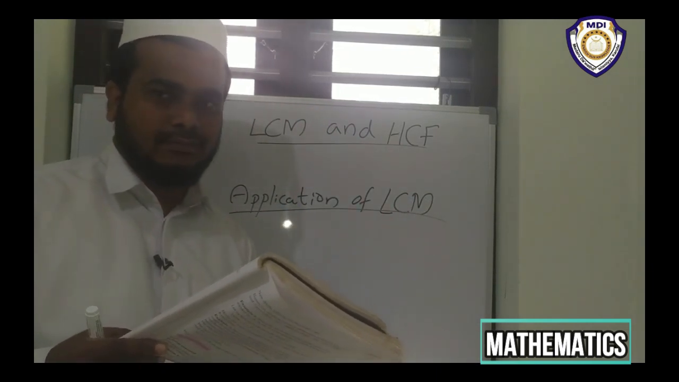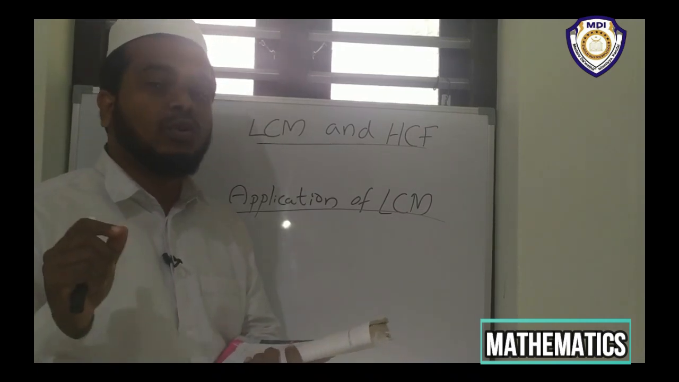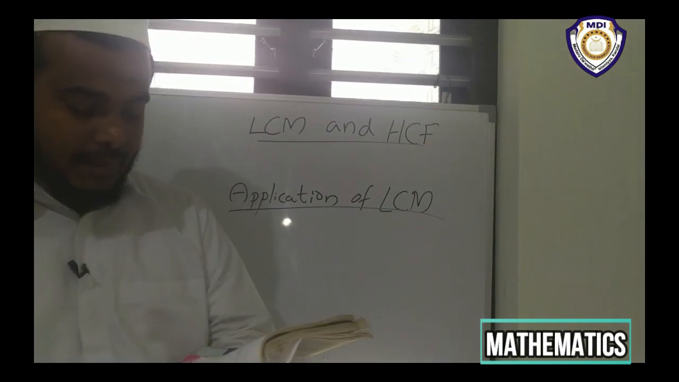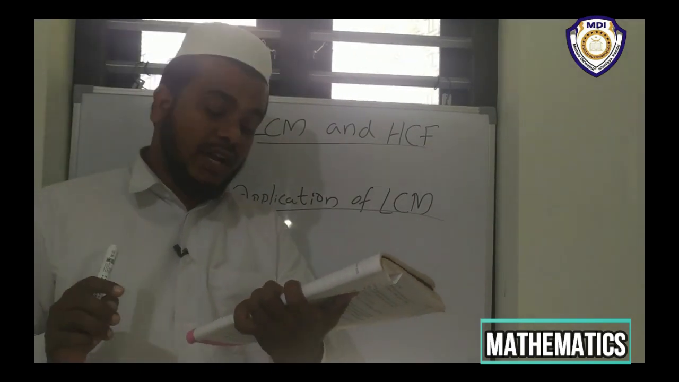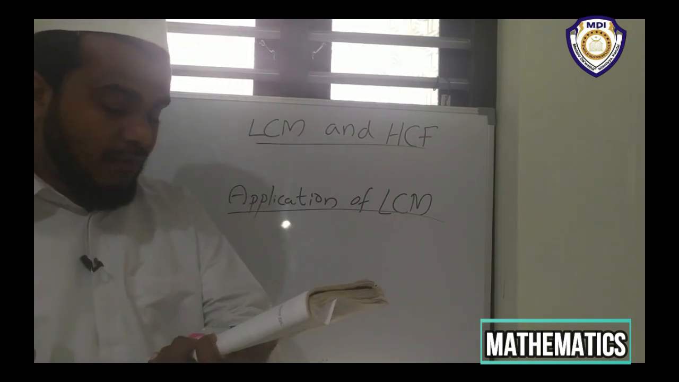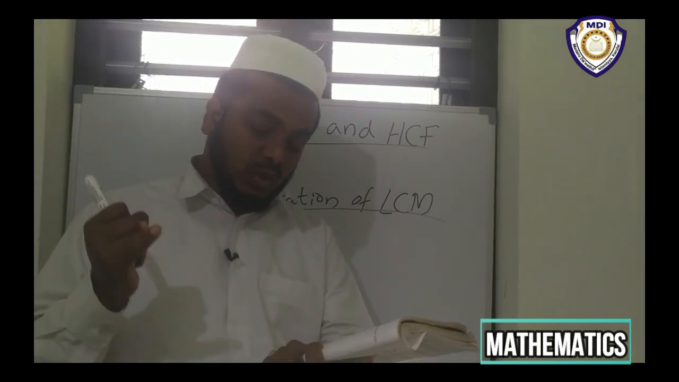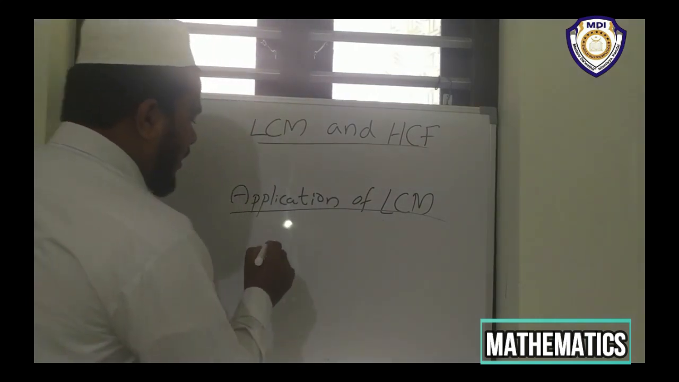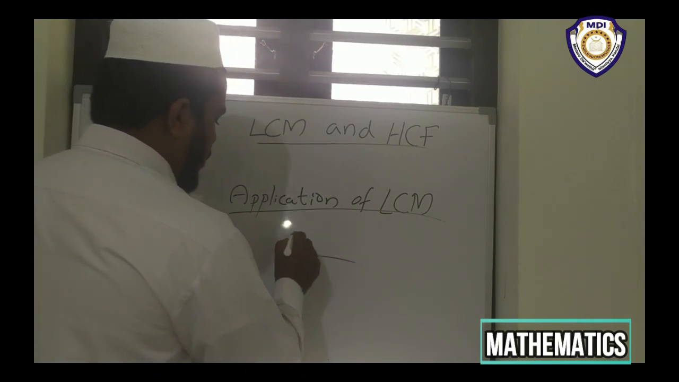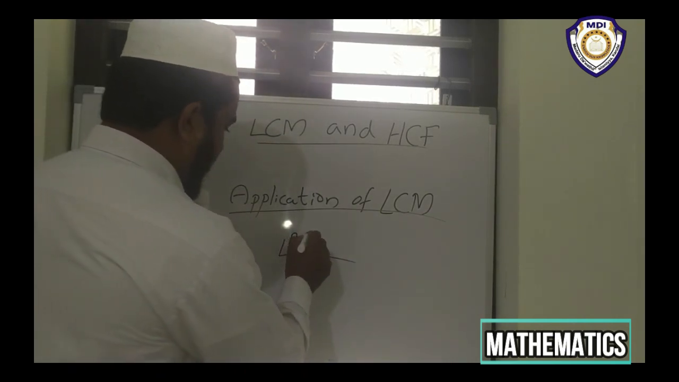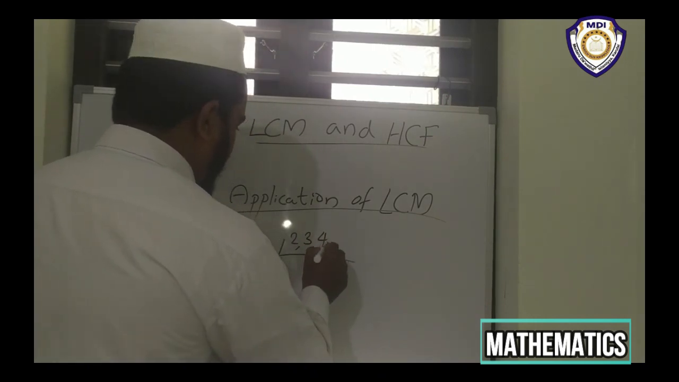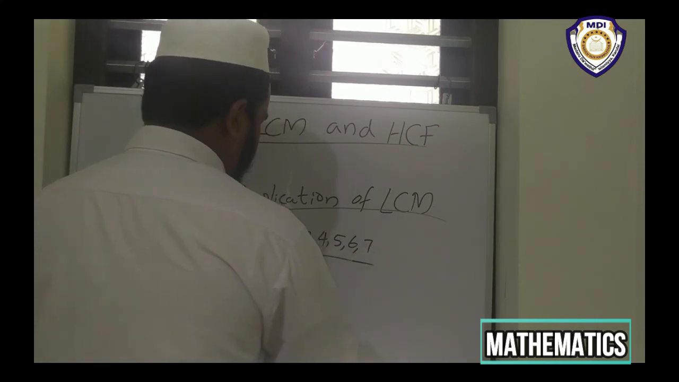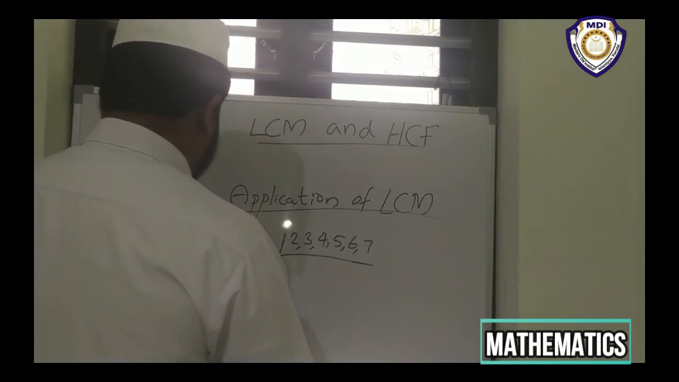How can you find this out? Then you have to use the LCM. First and foremost, find the LCM of 2, 3, 4, 5, 6, 7. The division method is simple. Write 2, 3, 4, 5, 6, 7. Then we can take 2.